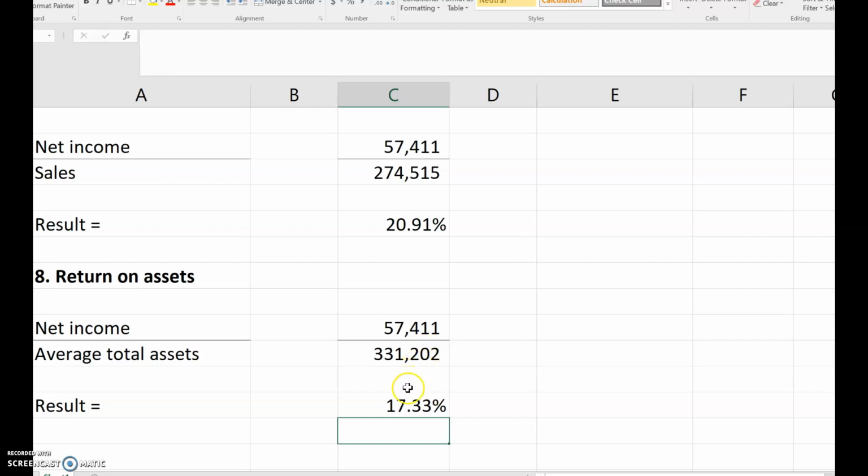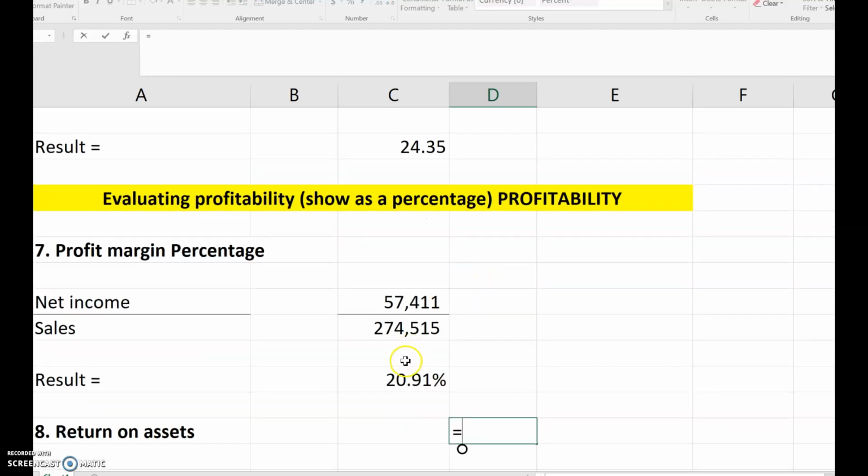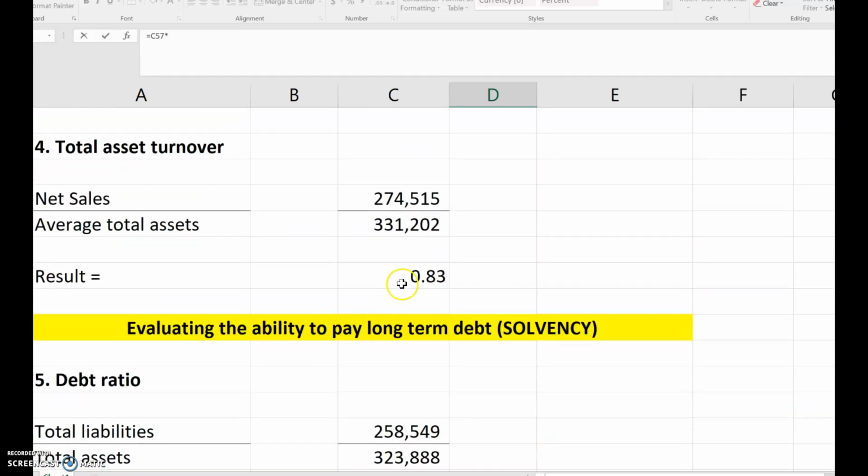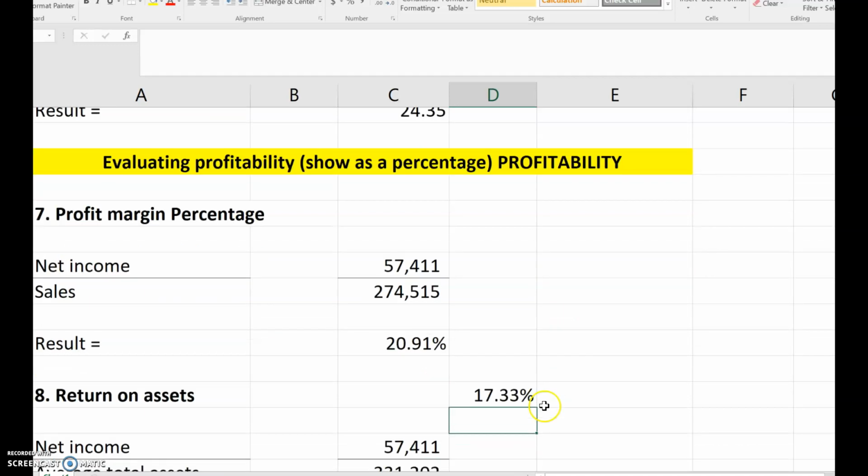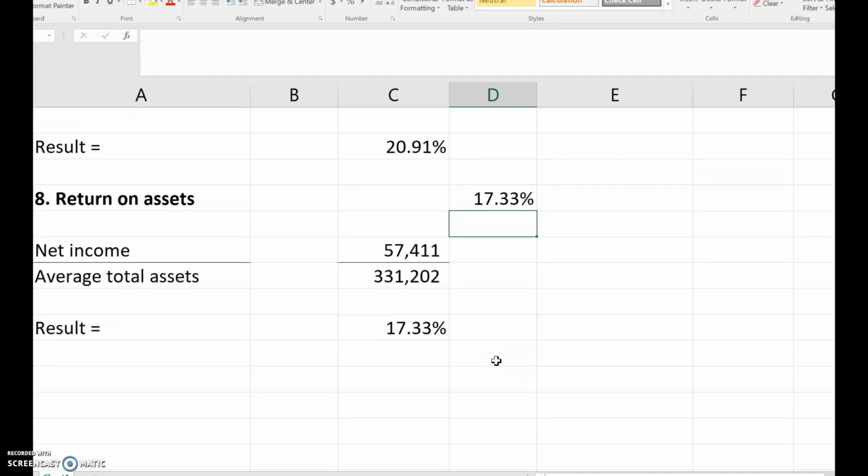Okay. And so we're going to divide, and we're going to see our return on assets is 17.33%. Right? So the higher the return, the stronger it's indicating for how you're using your assets to generate your net income. And we can see that the return on assets equals your profit margin, in this case it was 20.91, times your total asset turnover of 0.83. So we can see that's 17.33%.